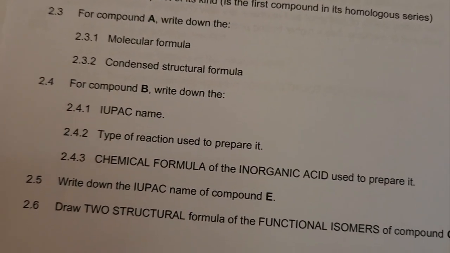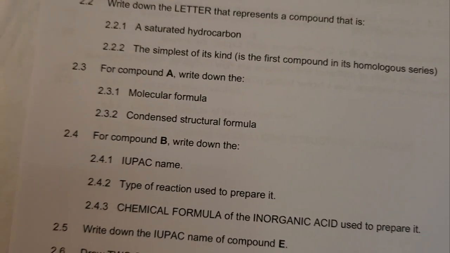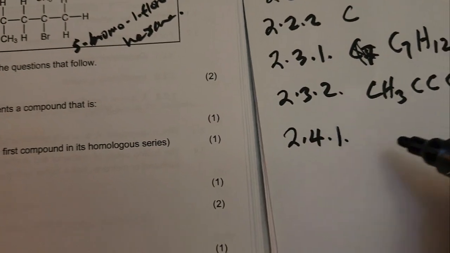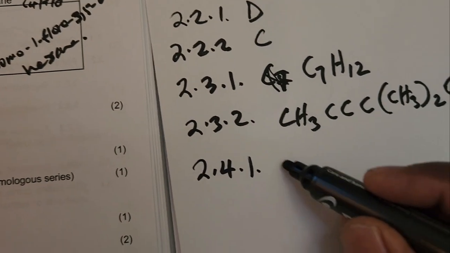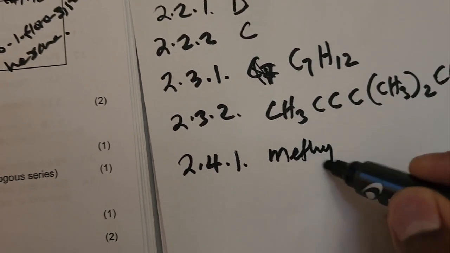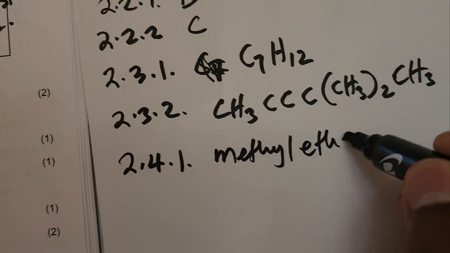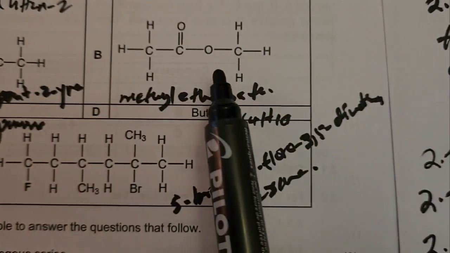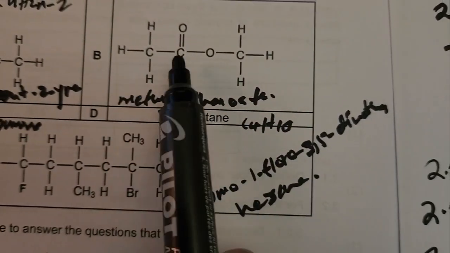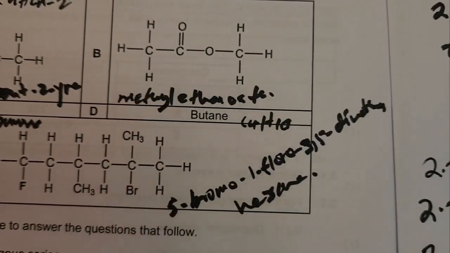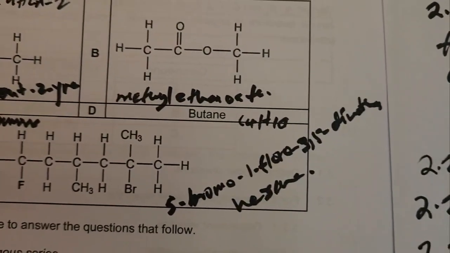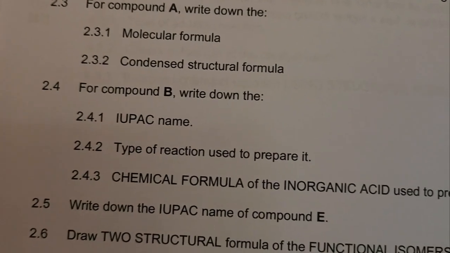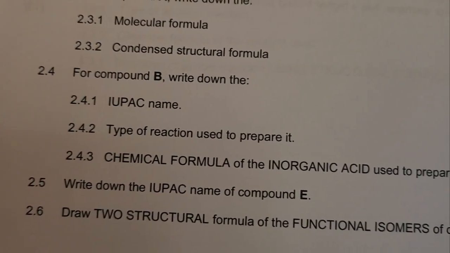And then for 2.4, a compound B. You look at compound B. Remember we said it's an ester. Rather than the IUPAC name, we've already done that in our analysis. We said it's methyl ethanoate. Methyl, remember the alcohol side will be this, and then the acid side will be the one with carbonyl. So the acid side has got 2 carbon atoms, that is coming from ethanoic acid, and this one is coming from methanol. Hope it's familiar.